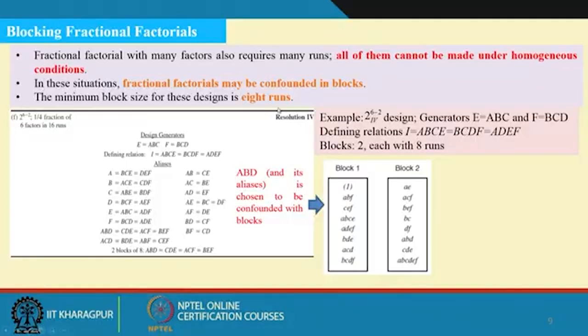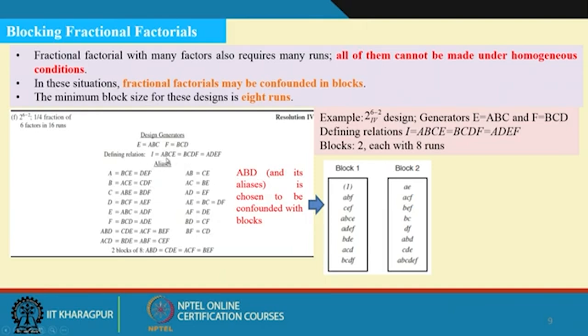Okay. So in fractional factorials, some of the effects will be confounded with blocks. Under 2 to the power 6 minus 2, suppose we require 8 runs per block. Suppose 16 runs are required here and we require 2 blocks, because our capability is 8 per shift, or 8 per batch of raw material, or depending on the availability of operators. Then, for this 2 to the power 6 minus 2 resolution 4 design, you know there will be 2 design generators, there will be 3 defining relations, and you get this alias structure.